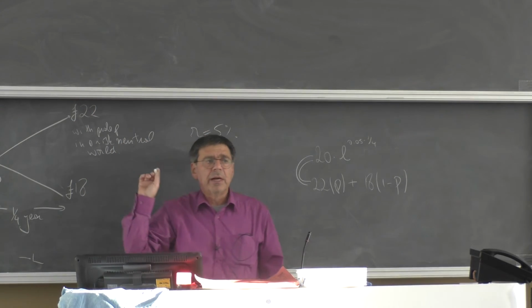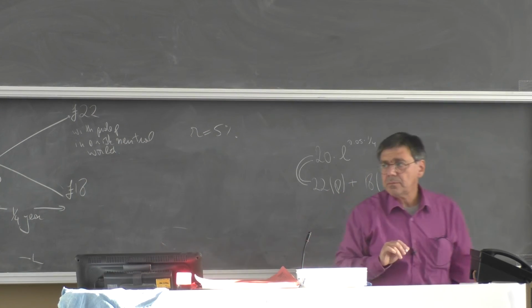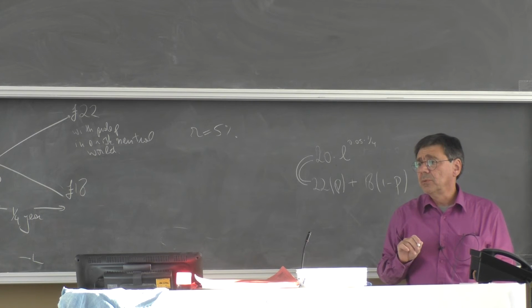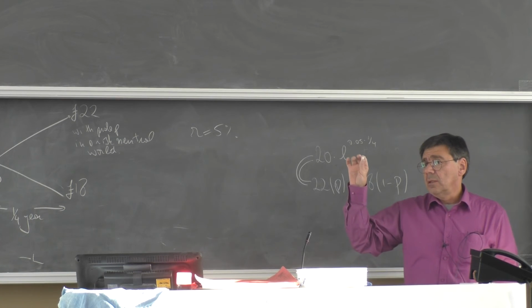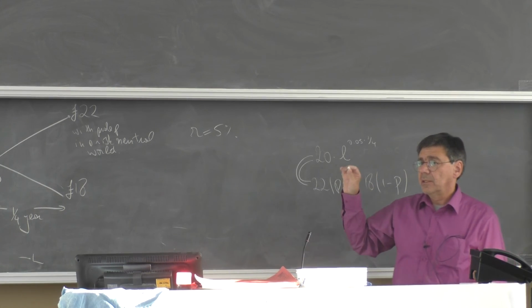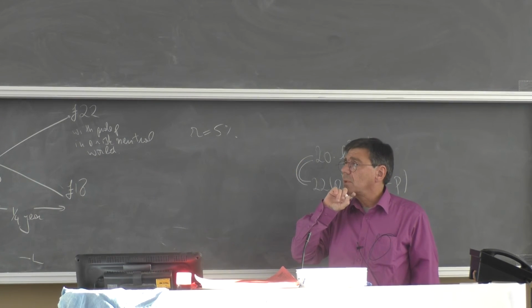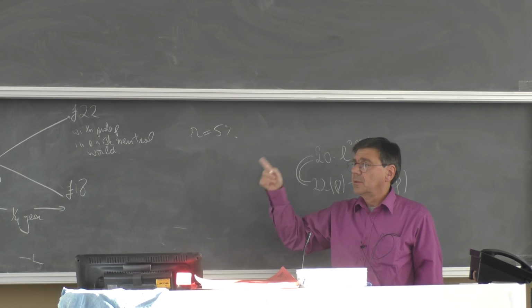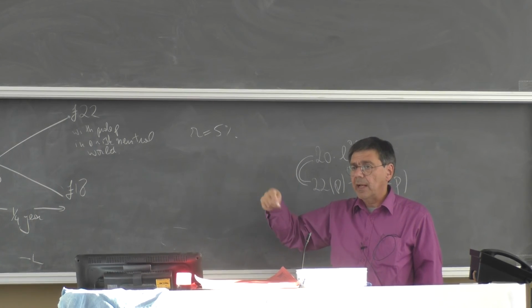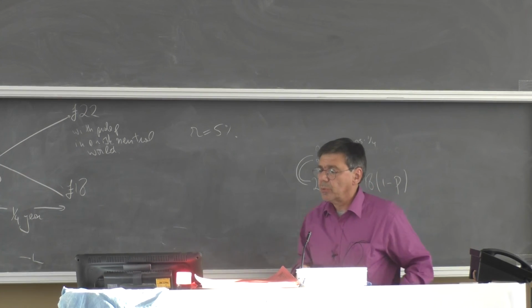So now we know how to find the price of our call option. What is the price of our call option? It's the expected payoff in a risk-neutral world discounted to the present. So it's the present value of the expected payoff in a risk-neutral world.